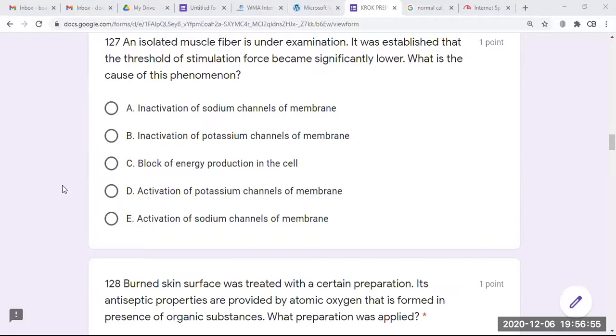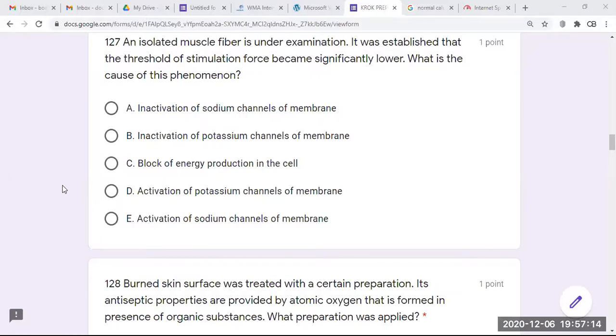Millicent, please read that question for us. An isolated muscle fiber is under examination. It was established that the threshold of the stimulation force became significantly lower. What is the cause of this phenomenon?